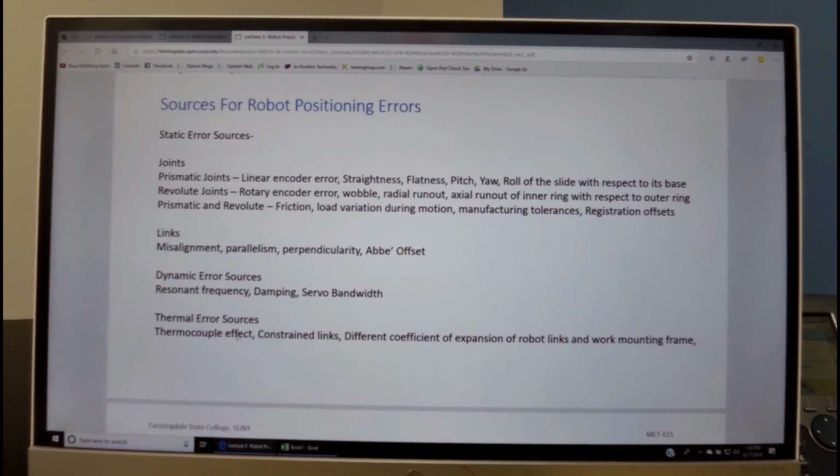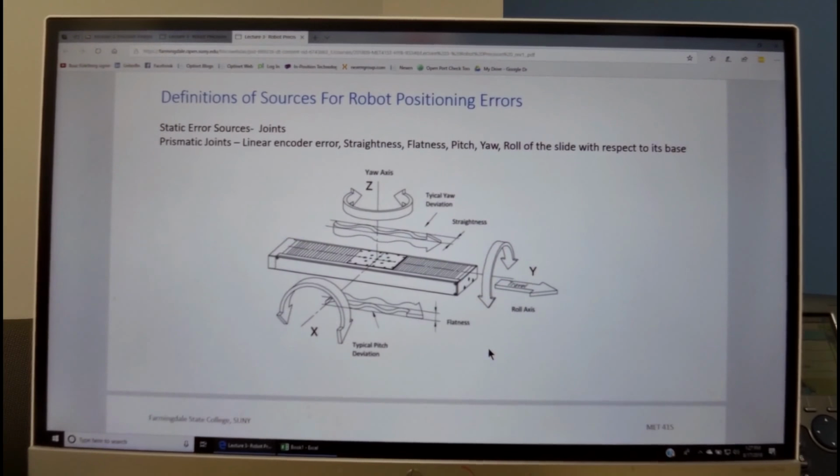The sources of thermal errors are thermocouple effects and constrained links. When they expand, they may not be able to move in the desired direction, and different robot parts may have different coefficients of expansion, which expand at different rates, and therefore they may cause a thermocouple effect that induces an error.